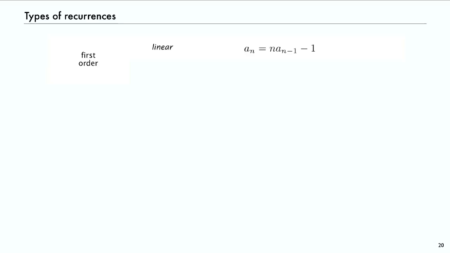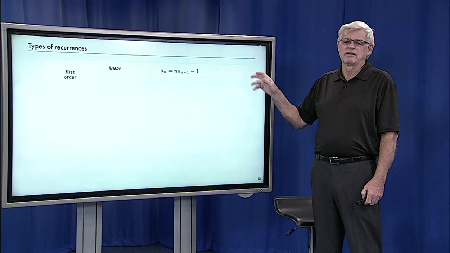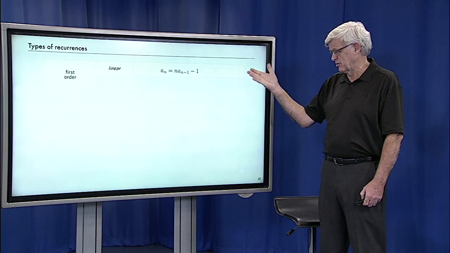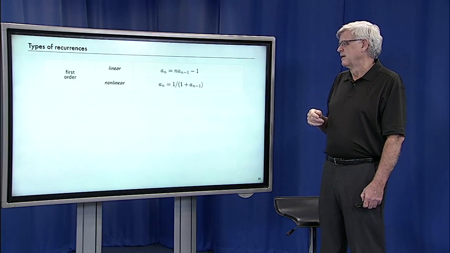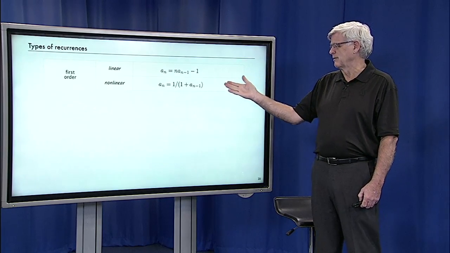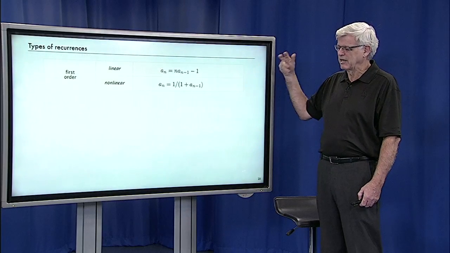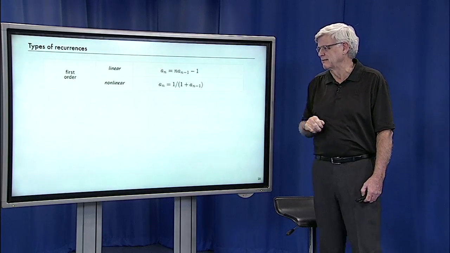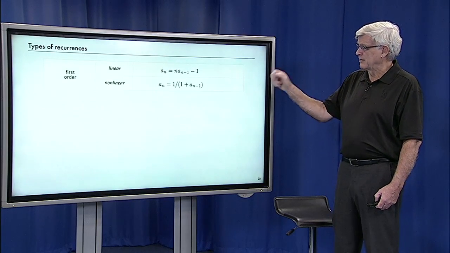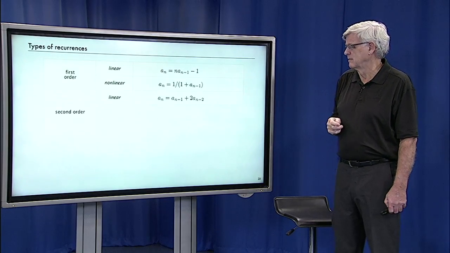We just use coefficients that are not involving our unknowns. And first order means that on the right hand side we just have one term, the a n minus 1. So here's nonlinear, where we're dividing a n minus 1 into a constant. That's not just a linear combination of it, it's dividing. So it's first order nonlinear, and actually we'll talk about that one.